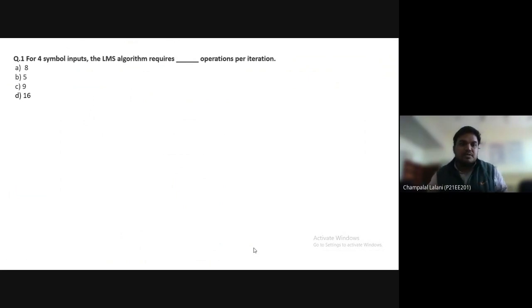First, a simple question. For 4 symbol input, the LMS algorithm requires dash operations per iteration. This is the question you need to answer out of the 4 options A, B, C, D. If you know this, you can answer the question.